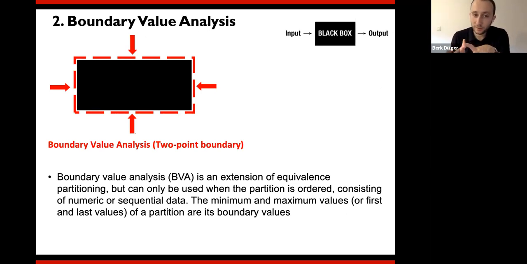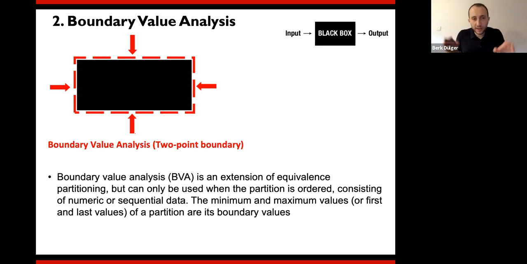2-point boundary creates more test cases, but stronger. The 3-point model creates fewer test scenarios, a little less strong. Okay, now I'm going to tell you about 2-point analysis.